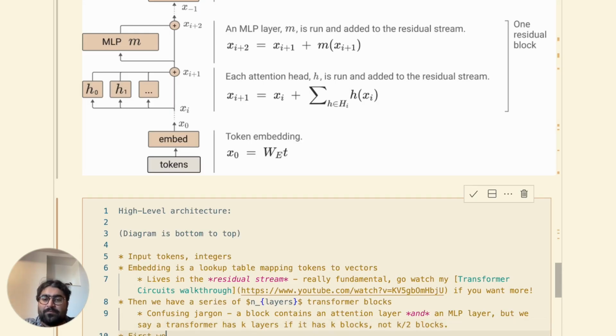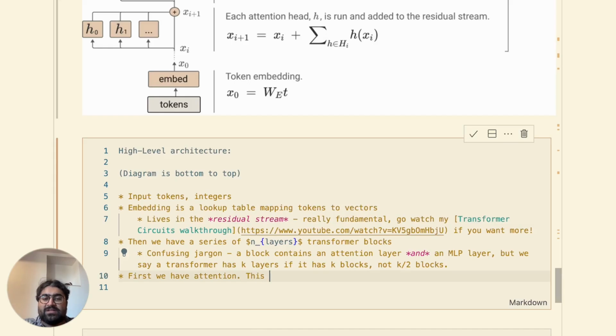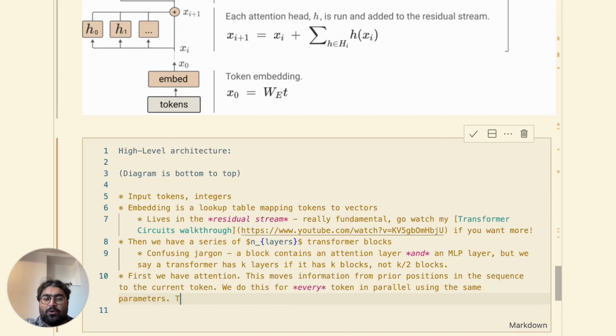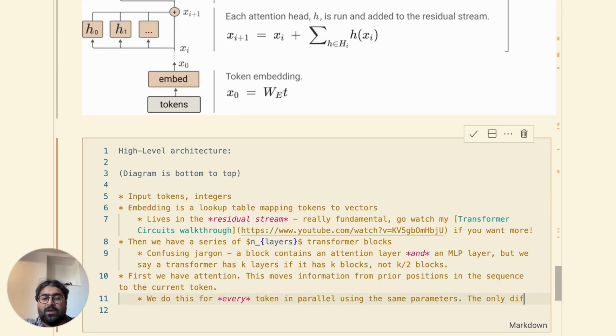So first we have attention. This moves information from prior positions in the sequence to the current token. We do this for every token in parallel. This is a pretty important point. When I say current token, I don't mean the final token, because the way a transformer works is it's doing the same computation at every token position in parallel using the same parameters.